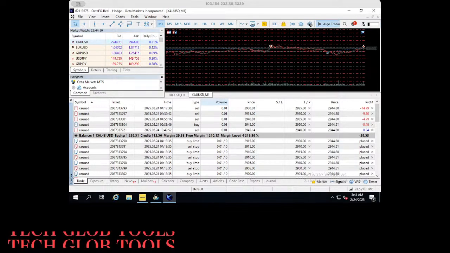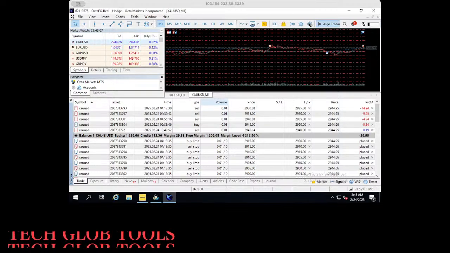So if you want to bet on the dollar getting stronger, you have to sell EUR/USD because the US dollar is going to get stronger than the euro. And if you want to buy EUR/USD, you are betting that the euro will get stronger than the dollar.